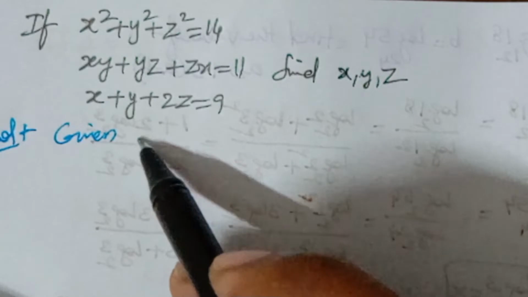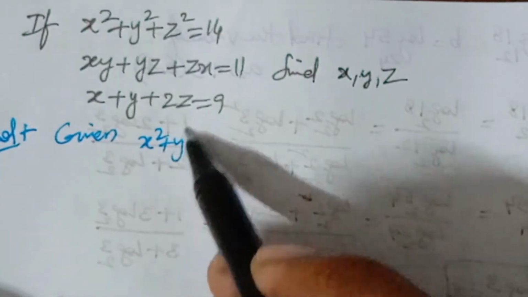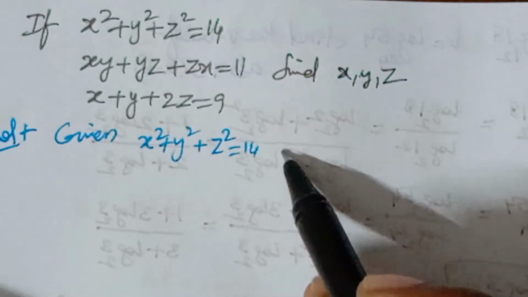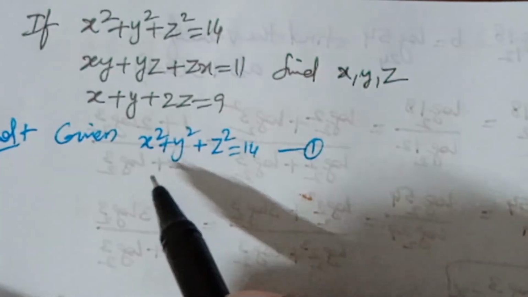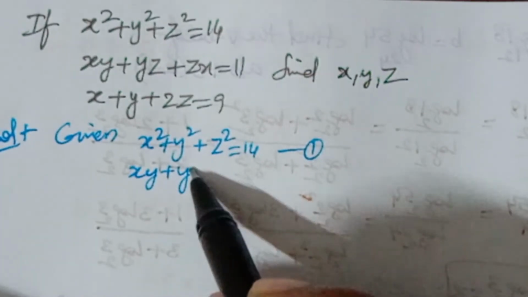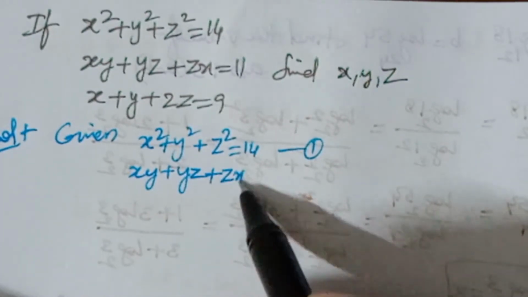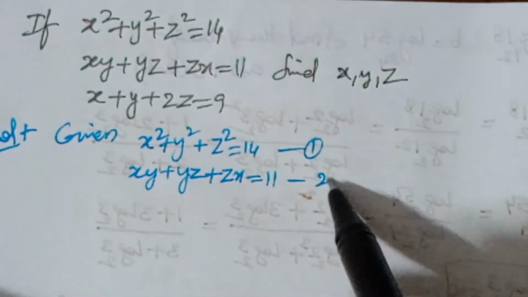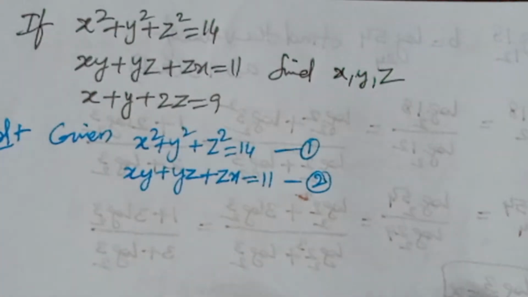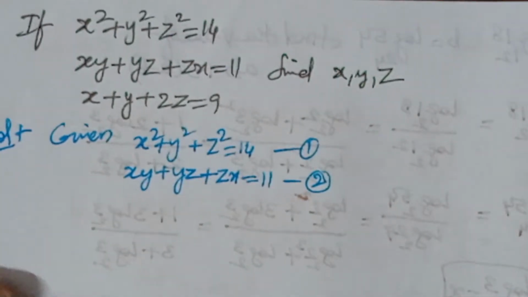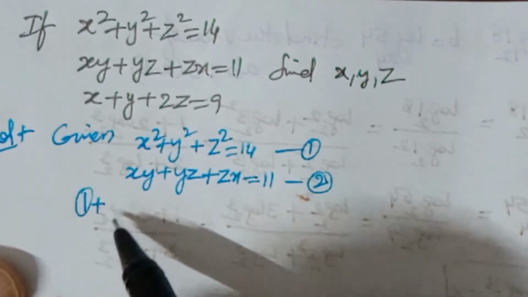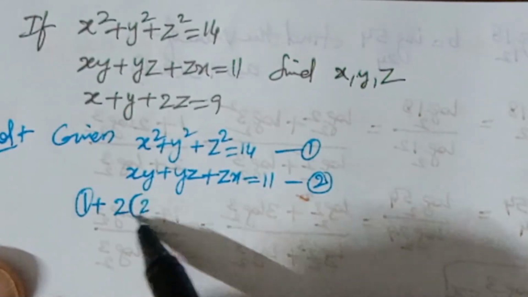Given x² + y² + z² = 14, let us take it as equation 1. xy + yz + zx = 11, let us take it as equation 2. By observing this, you have to get the idea. We have one formula for x² + y², so take equation 1 plus 2 times the second equation.